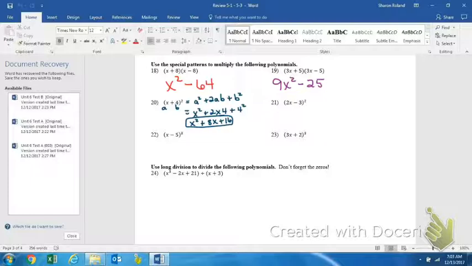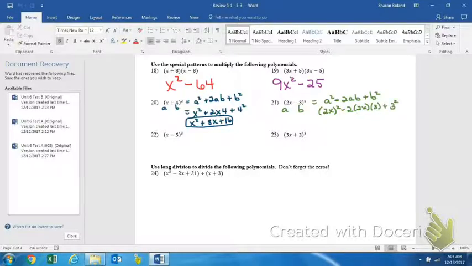And you do the same thing with 21. But this one has a minus, so the formula changes just slightly. It's now a squared minus 2ab plus b squared. The only difference is this minus. A is 2x and b is 3. A squared is 2x squared minus 2 times a, which is 2x, times b, which is 3, plus 3 squared.